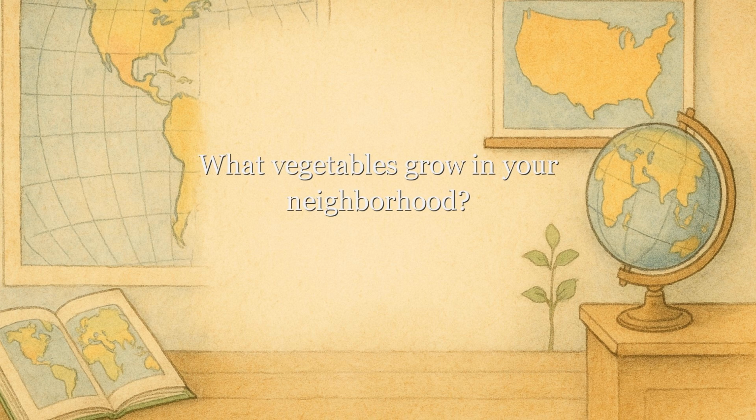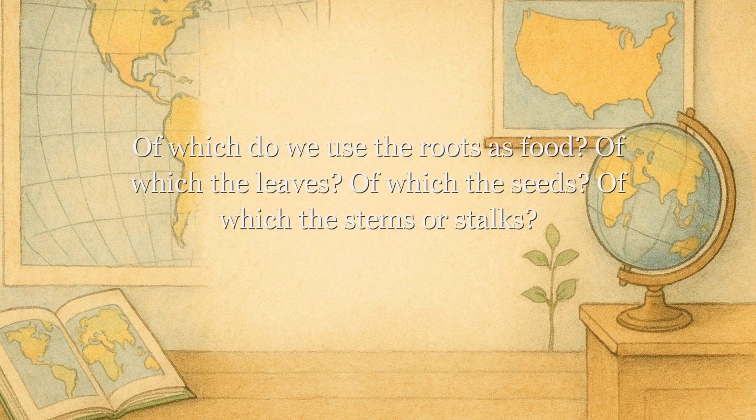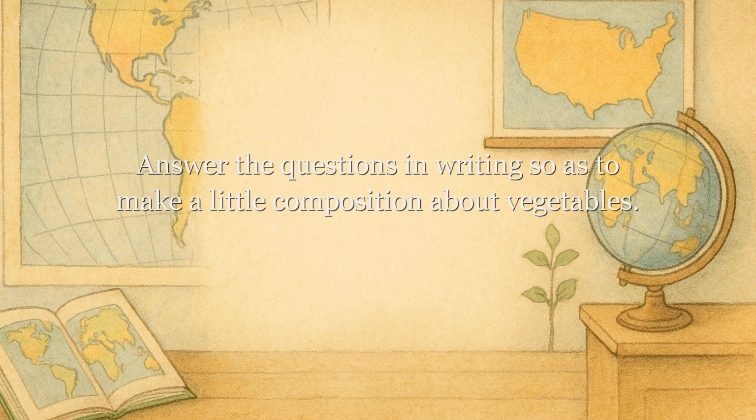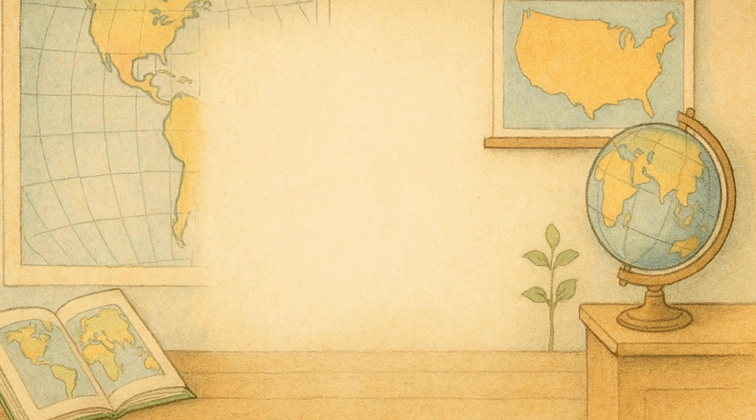What vegetables grow in your neighborhood? Of which do we use the roots as food? Of which the leaves? Of which the seeds? Of which the stems or stalks? Which is the most useful garden vegetable? There is no common garden vegetable so highly thought of as the potato. How are potatoes planted? Answer the questions in writing so as to make a little composition about vegetables.